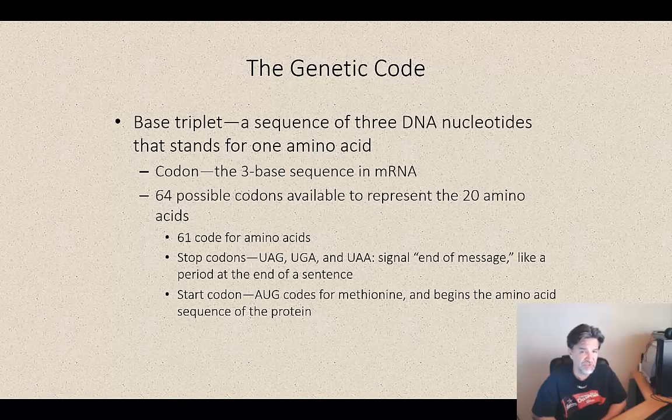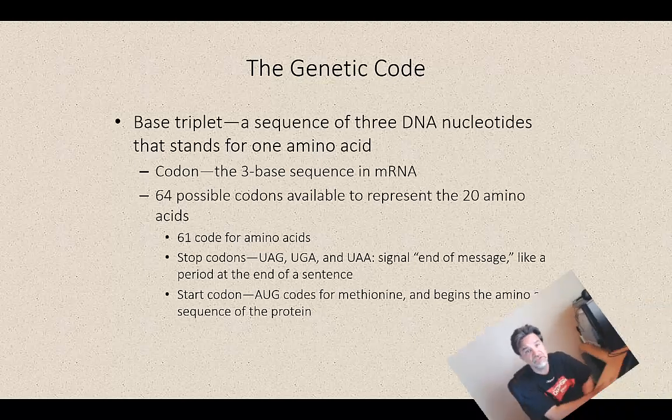61 of them will actually point to an amino acid. There are 3 stop codons. We need some kind of guide as to when to stop producing the protein. We also need one of the codons to be a start, right? You got to have a start switch and an off switch. And those are handled also by the genetic code.